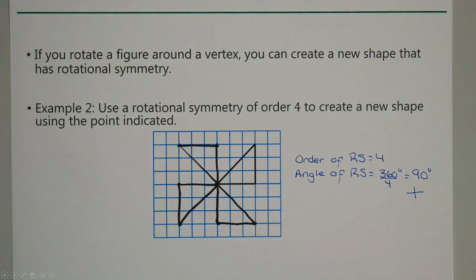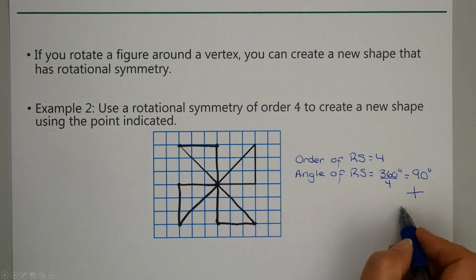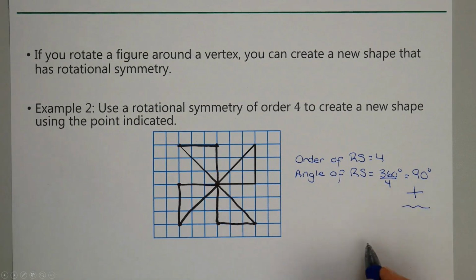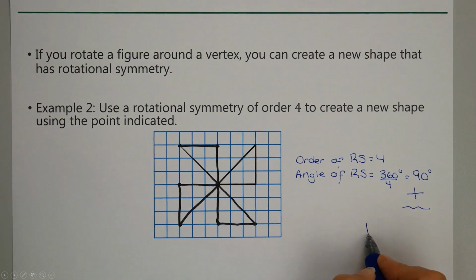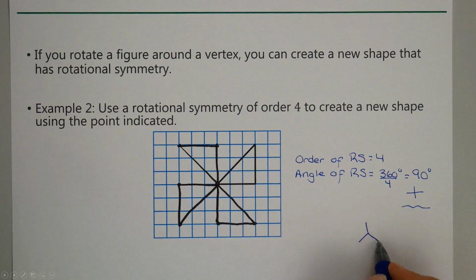Now if you wanted to create a shape with an order of rotational symmetry of 3, that would have an angle of rotational symmetry of 120 degrees, for example, then you can't use the crosshairs like we used in the last example. You would have to use a protractor to measure out 120 degrees and use this sort of shape. But we are going to stick to multiples of 90.